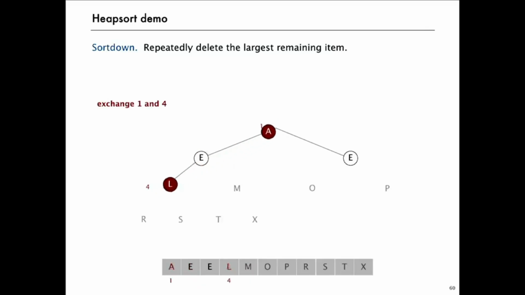Now we get the L. A exchanges with the larger of its 2 children. Well, they're both the same, so it goes with the left one. That's a heap of size 3. Pull off the first E. It's already heap ordered. Pull off that E. And now we're left with only 1 element in the heap, and it's in the first position, so there's nothing to do. So with a series of N exchange and then sink operations, we pull the sorted array out of the heap.